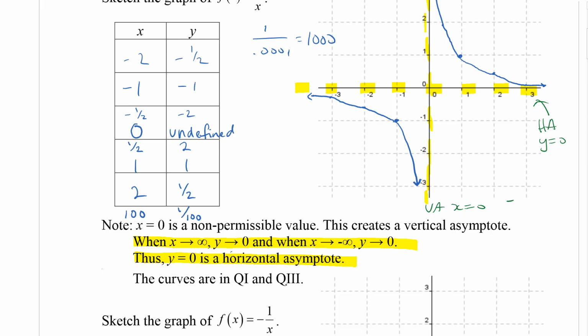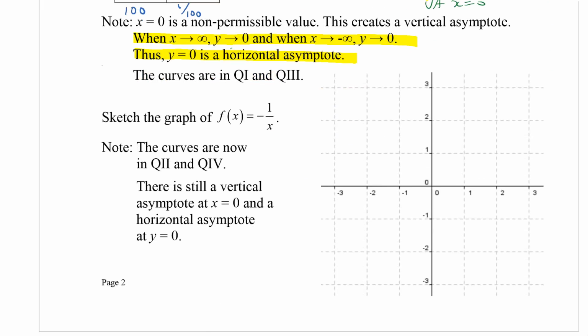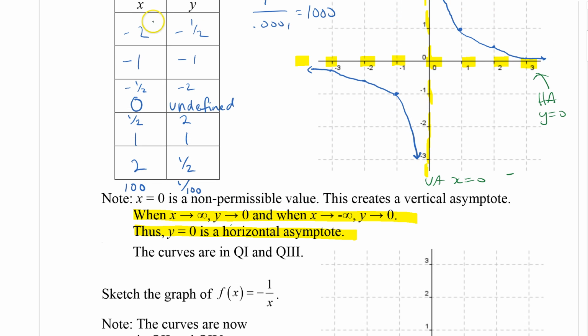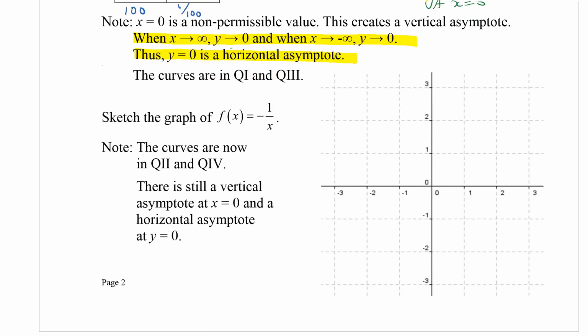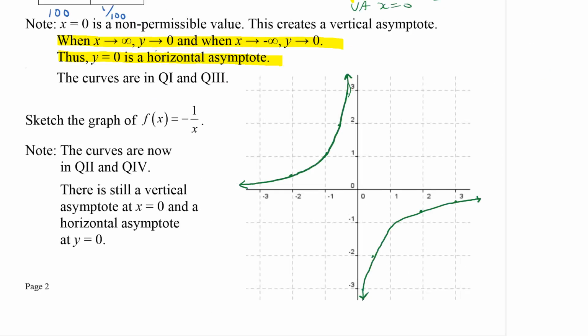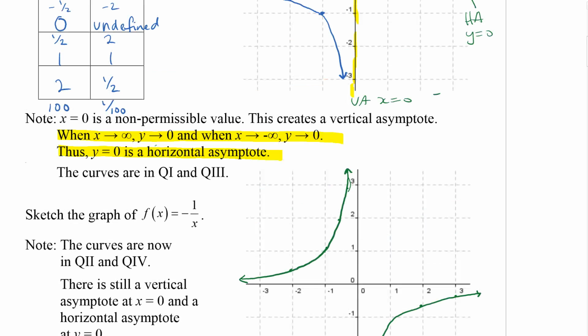Now, we're going to make a slight little shift here, and we're going to graph f of x is equal to negative 1 over x. So what happens is all these x values stay the same, but my y values are opposite. So here I'm going to pause and make my graph quickly. Okay, so here is my graph of negative 1 over x, and you can see how it's changed.